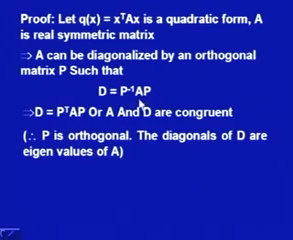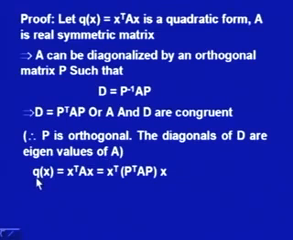And since it is an orthogonal matrix, I can write P inverse as P transpose. So P inverse is equal to P transpose. So D will be P transpose AP, and if we can write down D in this form, then by the definition of congruent we can say that A and D matrices are congruent. Now this is possible because P is orthogonal, as I have already explained, and the diagonals of D are eigenvalues of A. So all this requires the earlier lectures on diagonalization.